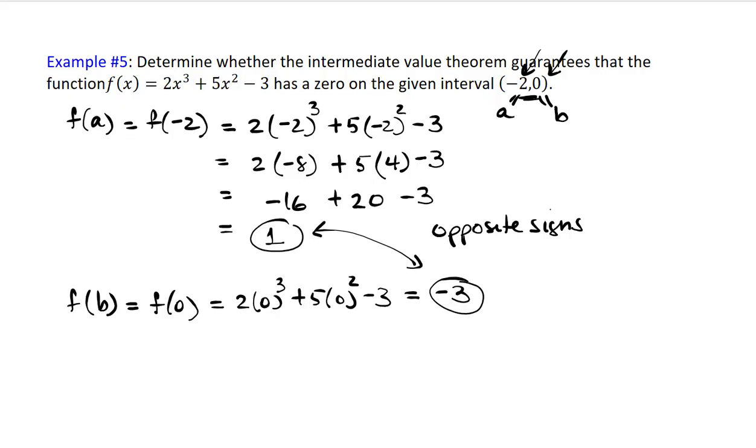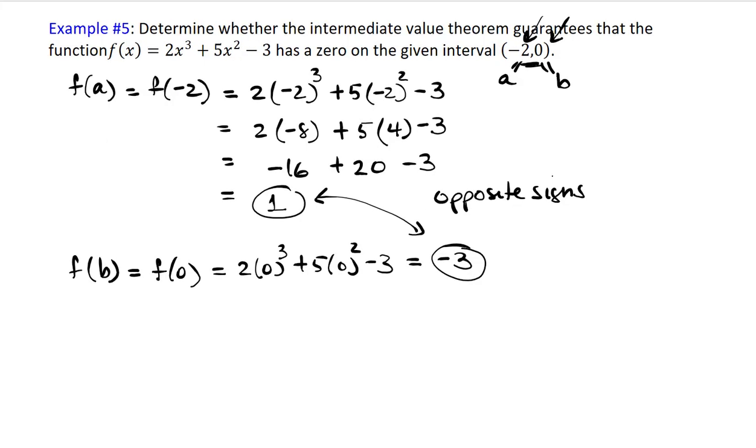And if one of the output values is negative and the other is positive, the graph has to pass through the x-axis, which means that there is at least one real zero on that given interval. So the answer to this question is yes. And this work here justifies it.